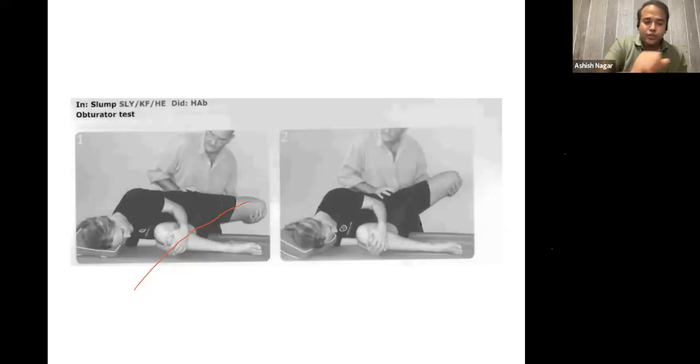And here, the sequence you see on top, which is sideline slash KF, which is knee flexion, and then HE, which is hip extension. So what will you do here? In sideline, you take the hip into extension and how do you further sensitize it? By taking the hip into abduction. So if you perform hip extension, abduction, then that means you are testing here for obturator nerve.